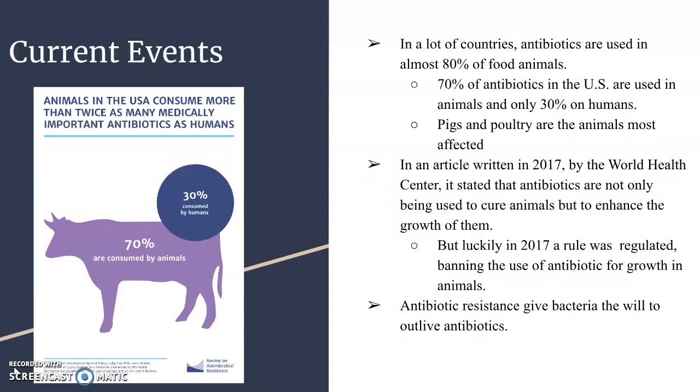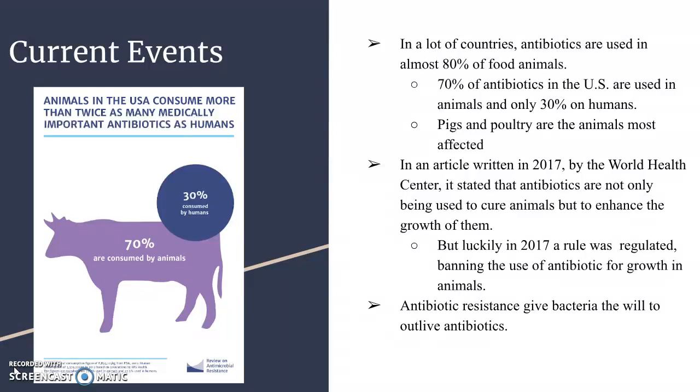I am Eva Esquivel, and now I will discuss numbers 4 through 7 of the against portion of this project. Current events. In an article by The Guardian, it mentions that in a lot of countries, antibiotics are used in almost 80% of food animals. The rate is so high that antibiotic use in animals is larger than it is in humans.